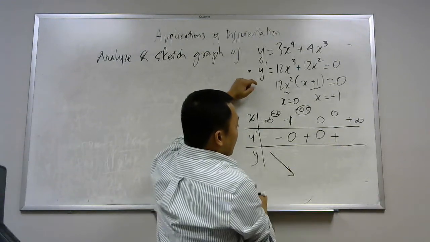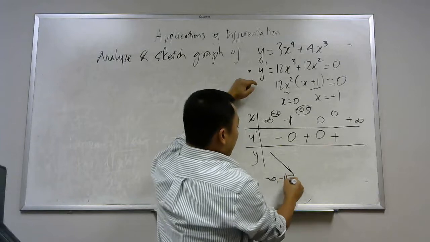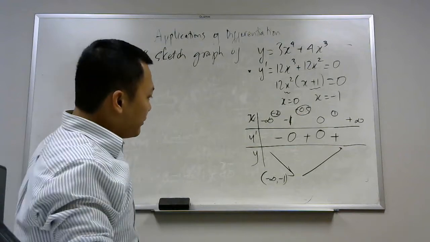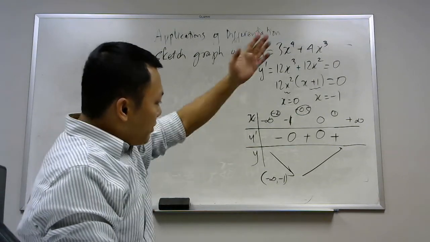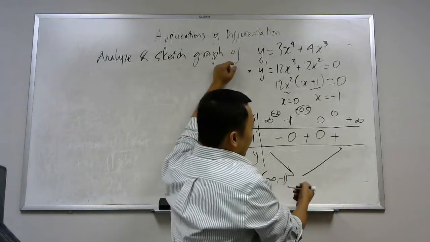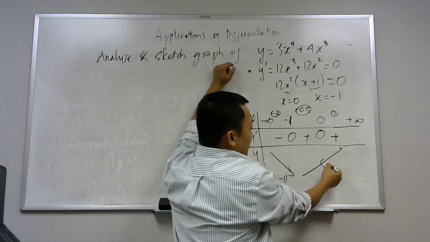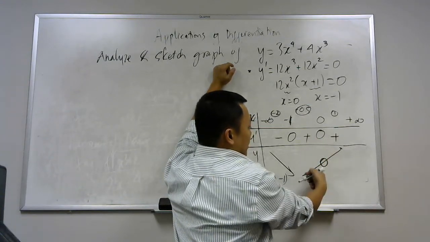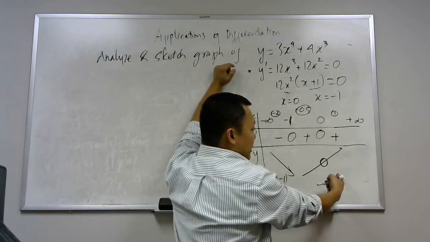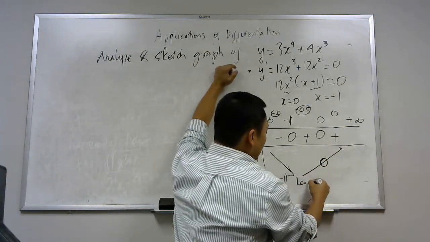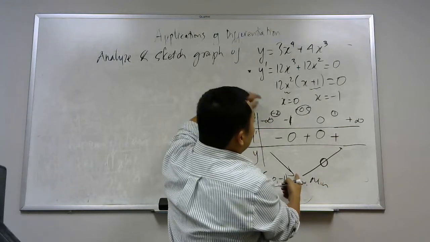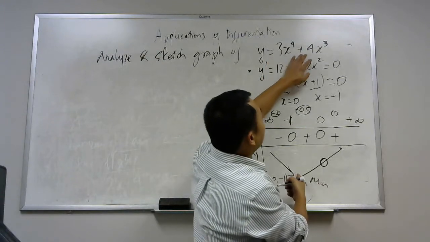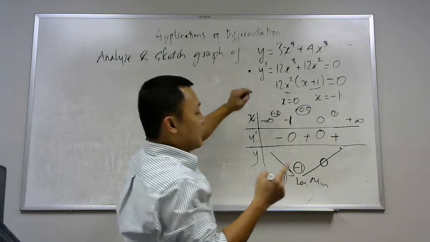Overall, the function is decreasing from negative infinity to negative 1, but increasing from here to here. The interesting thing is that 0 is a critical point, but the derivative does not change sign when x passes through 0. That's why the function keeps increasing. So that is your local minimum. In order to find it, we plug negative 1 into the function. When you plug negative 1 into the function, you get 3 minus 4, which is negative 1. So negative 1 is the local minimum.